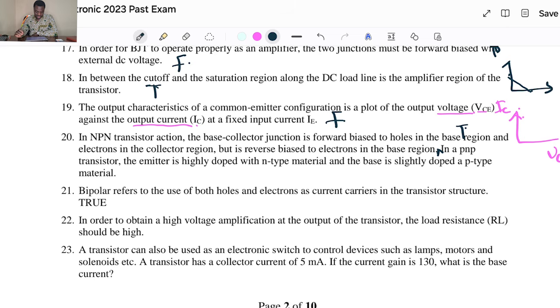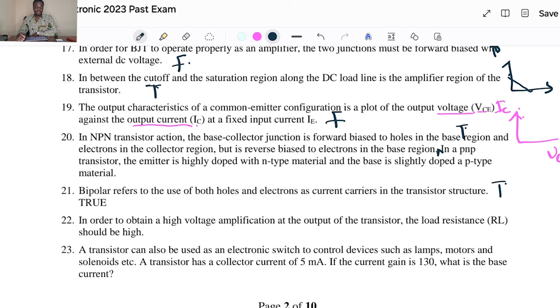Now question 21. Bipolar refers to the use of both holes and electrons as current carriers in the transistor structure. So yes, when we are looking at holes and electrons as current carriers, this is going to be true.